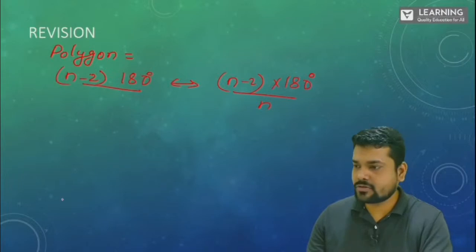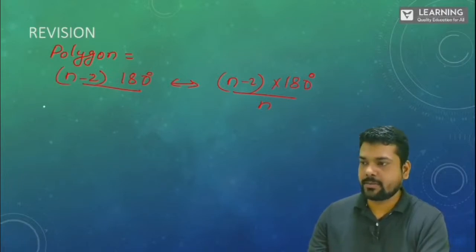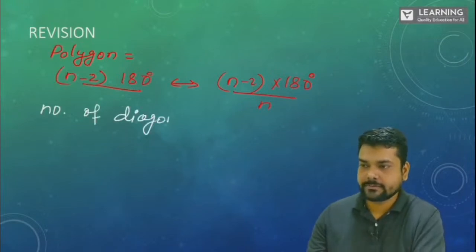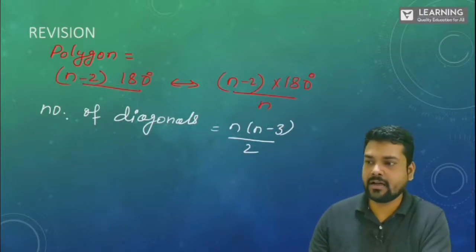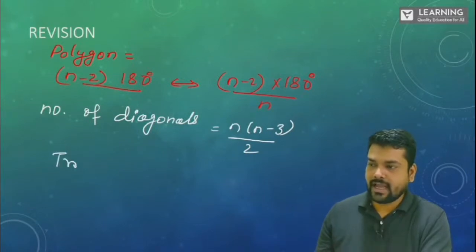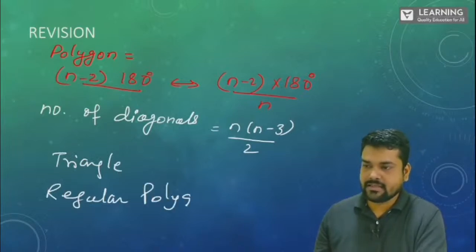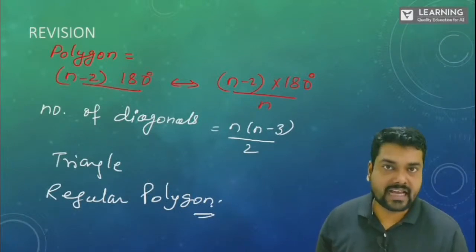After that, we have also found a formula to find the number of diagonals. For the number of diagonals, we have the formula n into (n minus 3) divided by 2. That is the formula. Now, you know all the steps. We have discussed triangles and regular polygons. So these were the things that we should remember, and that is the last part.